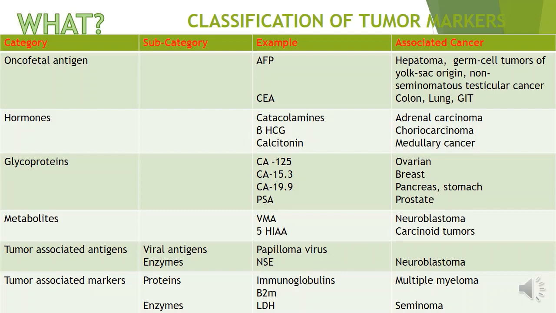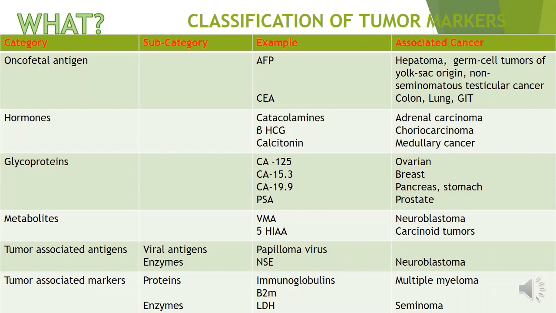As I told, tumor markers may be of different molecules. It may be an RNA, it may be a DNA, it may be a protein, anything, enzyme, hormone. So, oncofetal antigen. For example, alpha fetoprotein and CEA, where it is increased, we all know. AFP is increased in liver cancer, but it also may increase in germ cell tumors of yolk sac origin, non-seminoma testicular cancer. CEA increases in colon, lung, GIT.